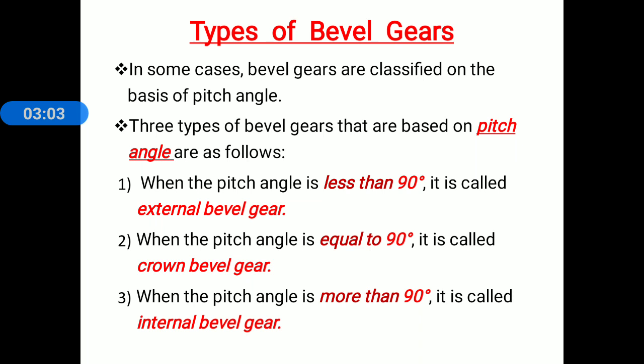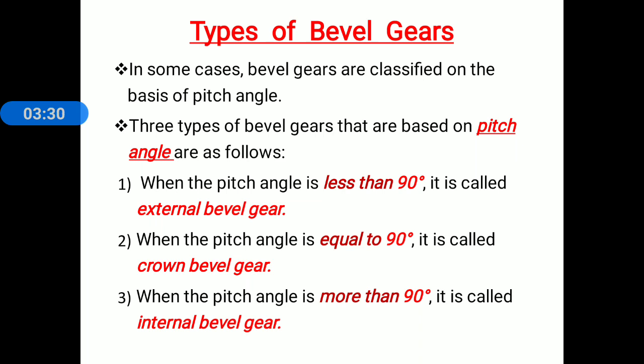In some cases, bevel gears are classified on the basis of pitch angle. On the basis of pitch angle, bevel gears are classified into three types. First one, external bevel gear. When the pitch angle is less than 90 degrees, that gear is called external bevel gear. That is the first type based on pitch angle.